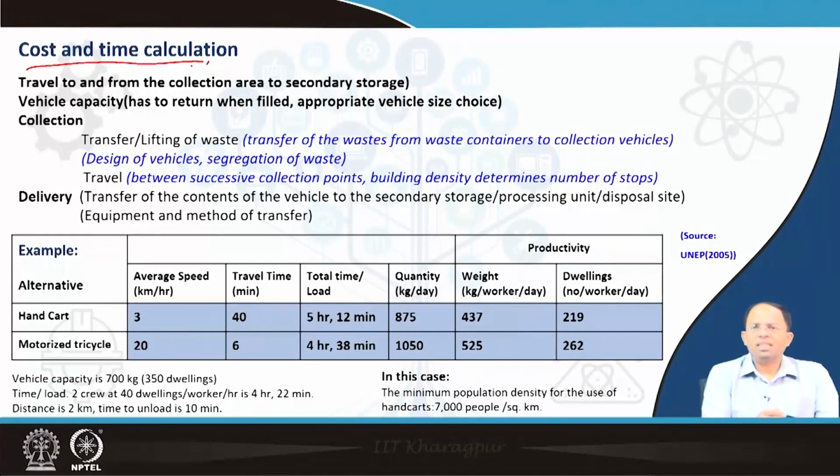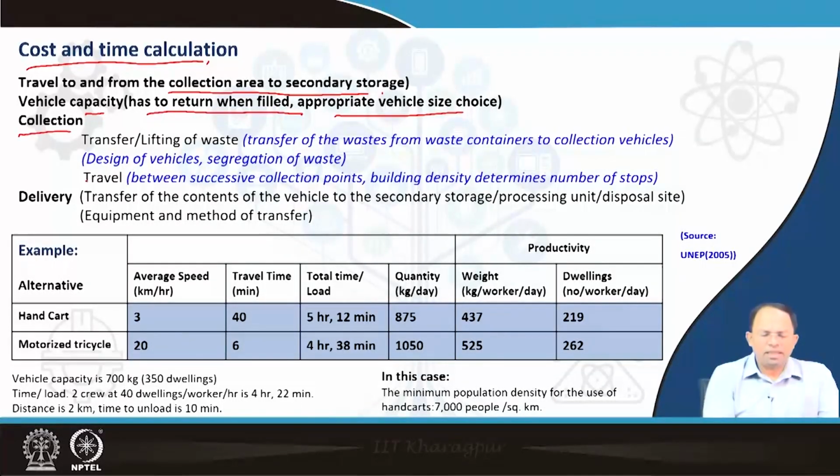So as we have discussed earlier, the cost and time calculation is done in terms of, first, we have to evaluate the time to travel to and from the collection area to secondary storage. Then the vehicle capacity. What should be the vehicle capacity? Because it has to return when filled. Appropriate vehicle size choices have to be made.